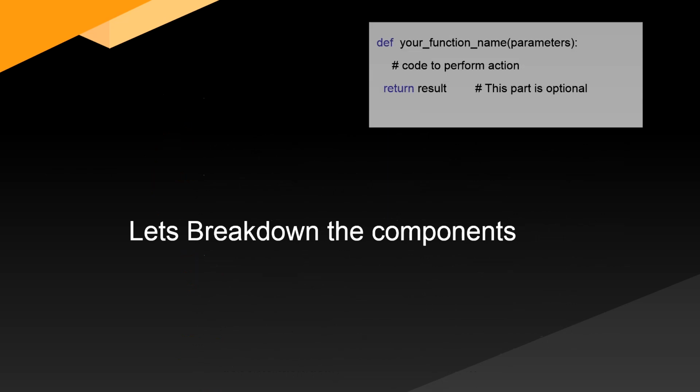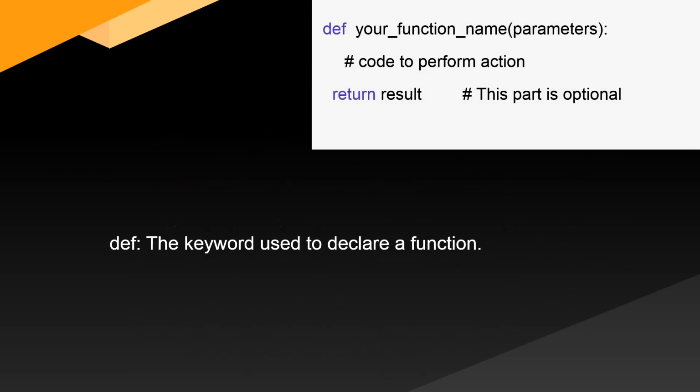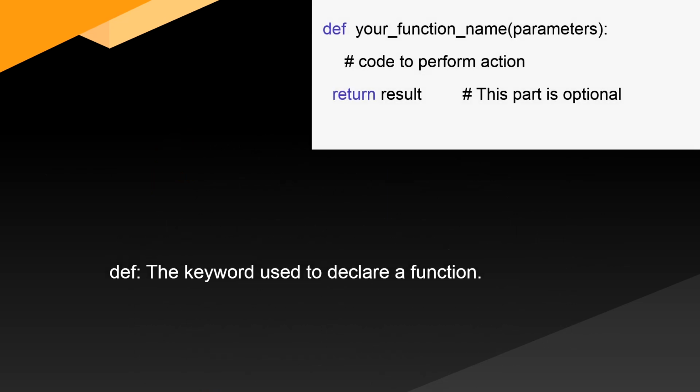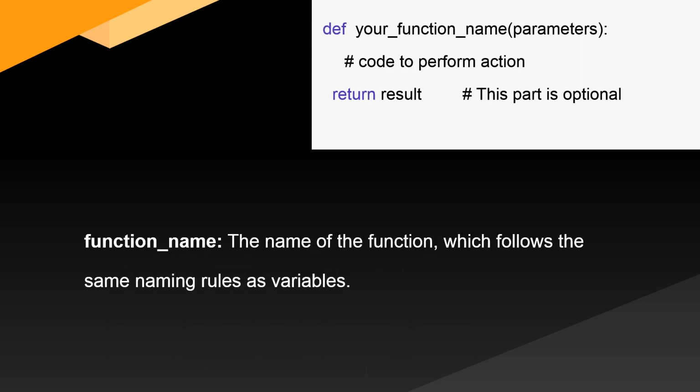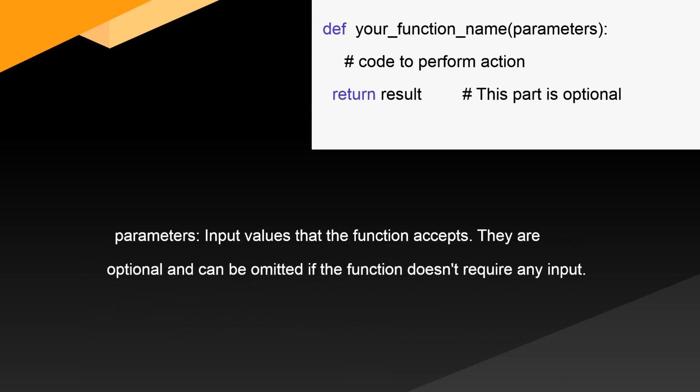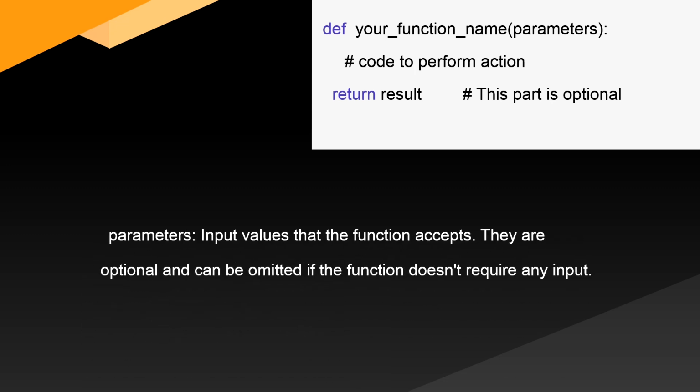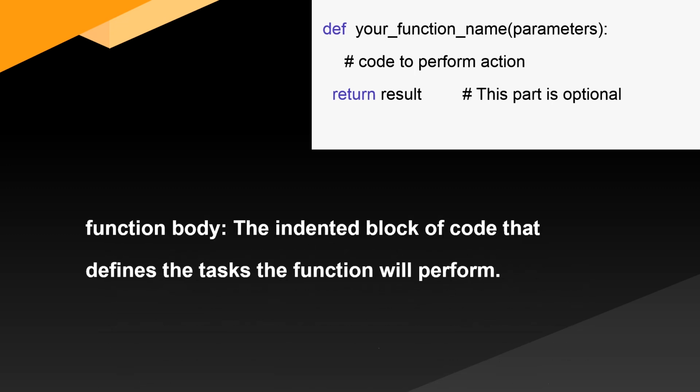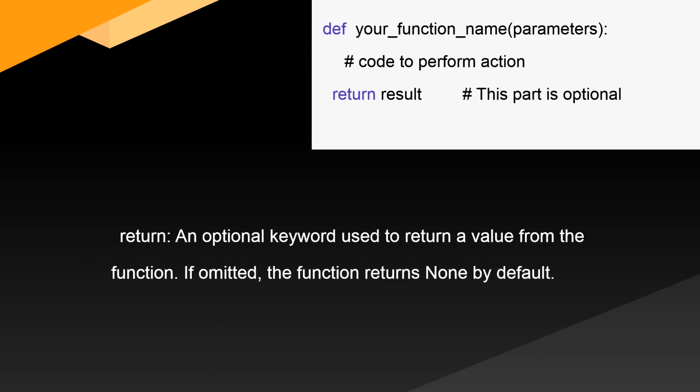Let's break down the components. def, the keyword used to declare a function. function_name, the name of the function, which follows the same naming rules as variables. Parameters, input values that the function accepts. They are optional and can be omitted if the function doesn't require any input. Function body, the indented block of code that defines the tasks the function will perform. return, an optional keyword used to return a value from the function. If omitted, the function returns None by default.